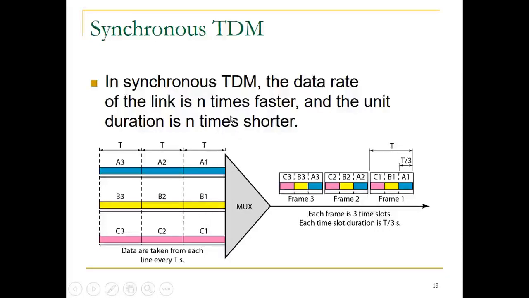So it says n times faster, meaning the data rate of the synchronous information is much faster, but the duration is much shorter. So we have all these messages that are coming through multiplexed, so we can create a much faster rate but shorter duration for the message delivery. A very, very interesting concept.